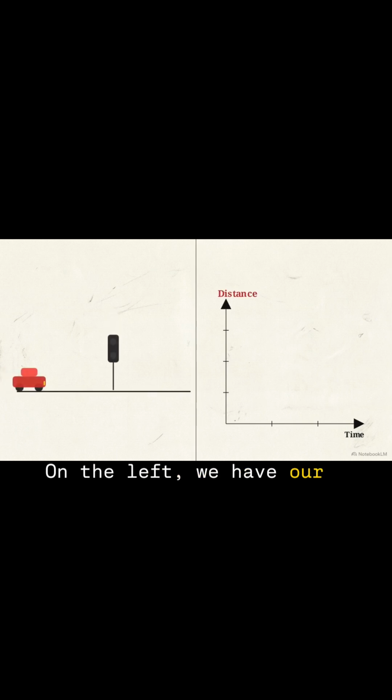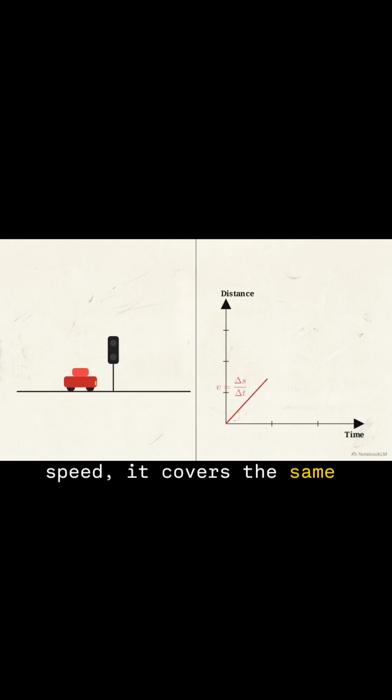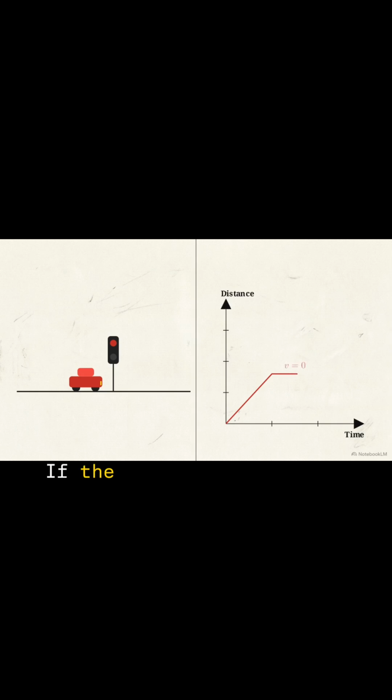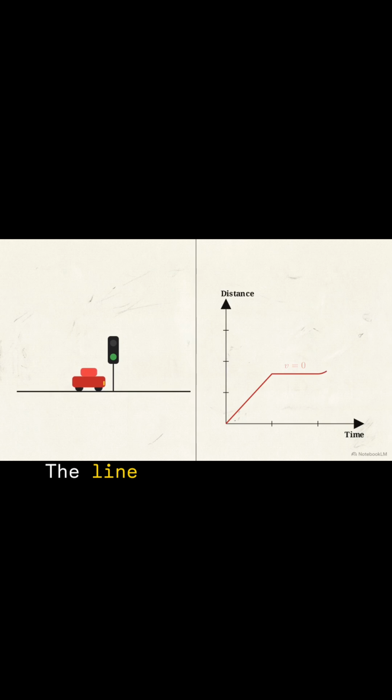On the left, we have our road, and on the right, our graph. This setup tracks exactly where the car is at any given moment. When the car moves at a steady, unchanging speed, it covers the same amount of ground every second. This creates a perfectly straight diagonal line moving upward. If the car stops at a red light, time keeps moving forward, but the distance from the start stays the same. The line on our graph goes flat because the car is at rest.